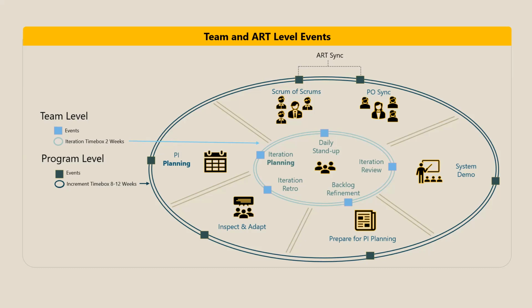Everybody knows what he or she is supposed to do as part of a team and also as part of an ART, by delivering the dependencies and addressing the risks at a higher level. So PI planning brings all the teams, all the product owners, scrum masters, and all the roles of an ART together along with executives, and it happens for 2 days.